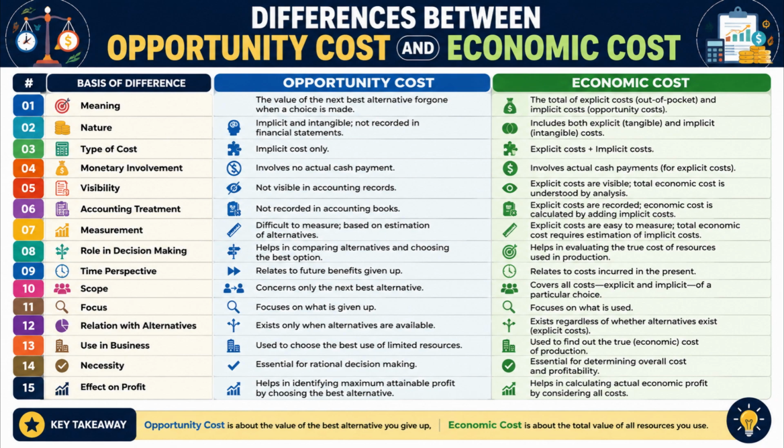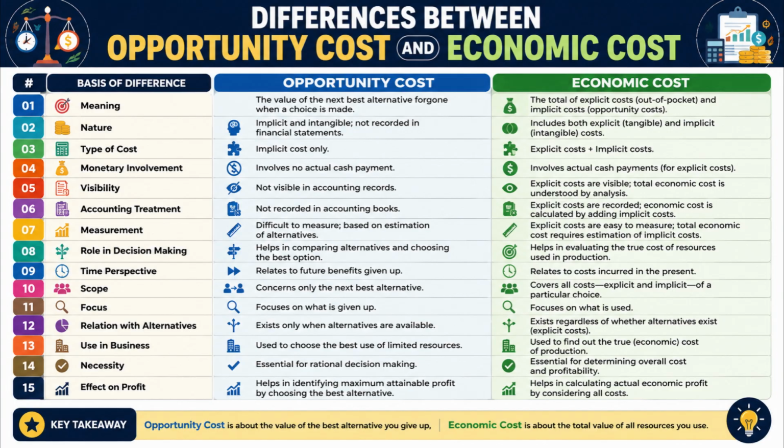In this video, we will discuss the differences between opportunity cost and economic cost. Both concepts are important in economics and business decision-making. Opportunity cost refers to the value of the next best alternative that is sacrificed when a choice is made, whereas economic cost refers to the total cost of a decision, including both explicit and implicit costs.